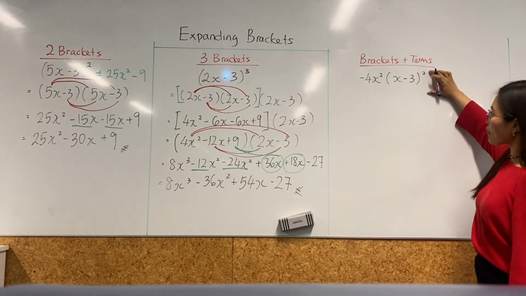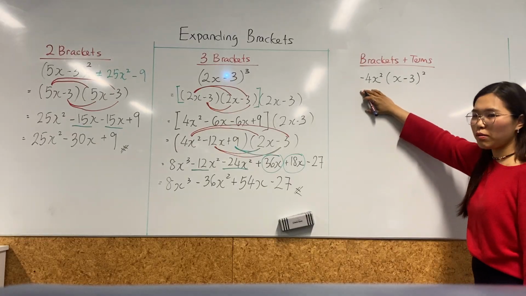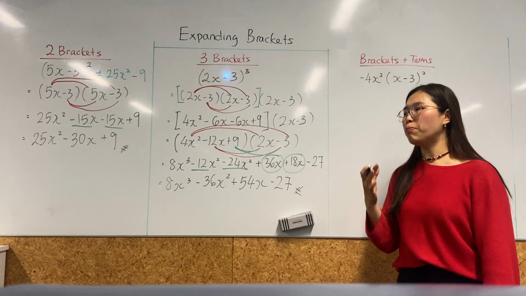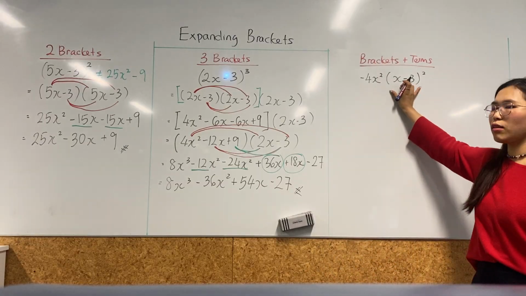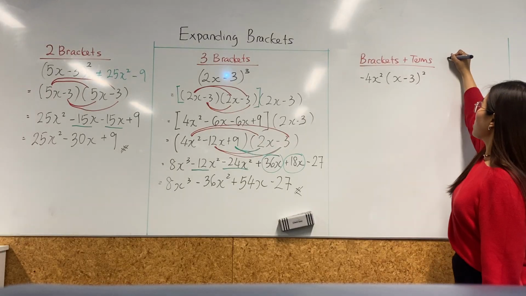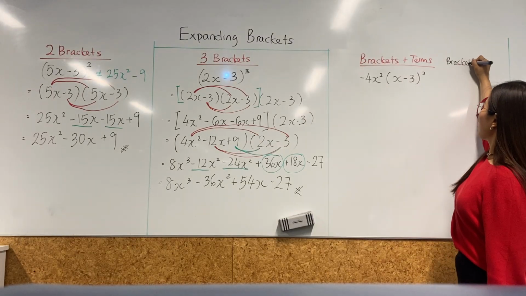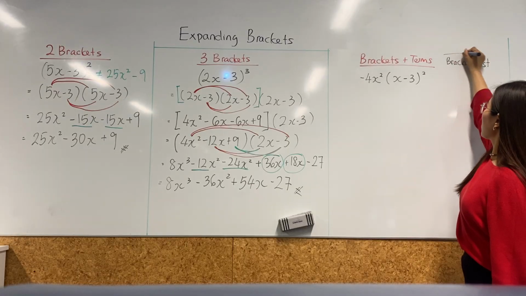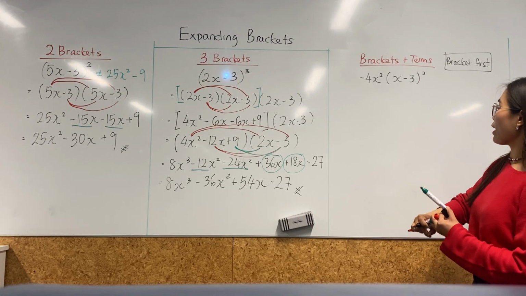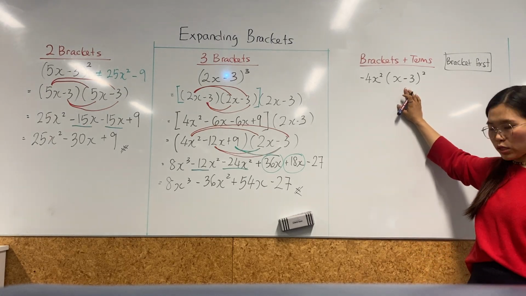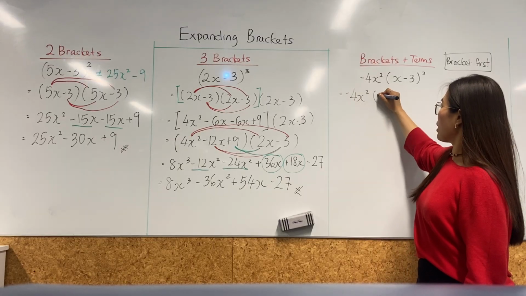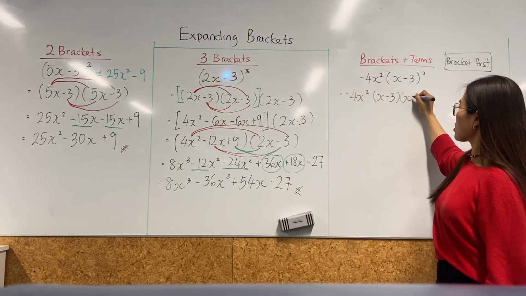When you see you've got brackets, you've got a square, and then you've got a term at the front, do not freak out. According to basic maths, brackets start first. So we're going to start dealing with everything in the brackets. Make sure you do brackets first. That bracket means it's x minus 3 times x minus 3. So copy the rest, negative 4x squared and x minus 3, x minus 3.